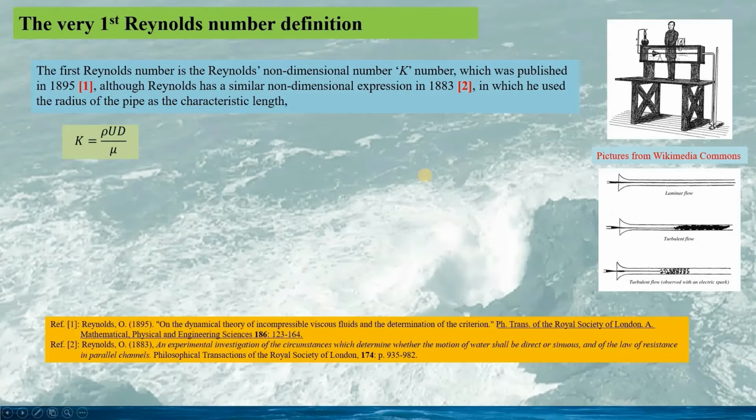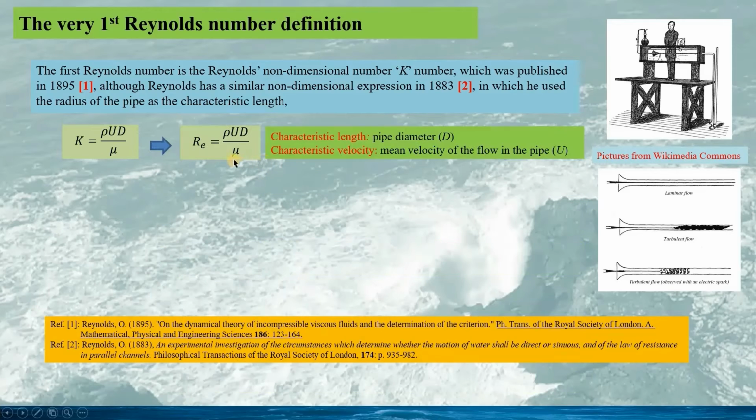So in the definition of the Reynolds number for the pipe, Reynolds himself used the capital K as the non-dimensional parameter given by this. And now we know this is actually the well-known Reynolds number given by this. Here we can see the characteristic length is the pipe diameter d, and the characteristic velocity is the mean velocity of the flow in the pipe u.